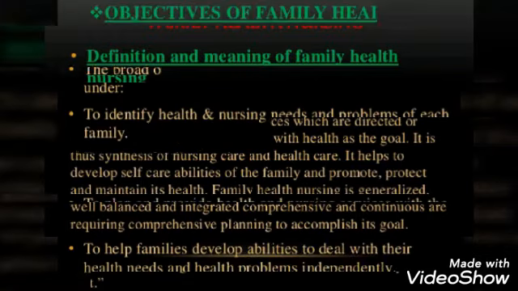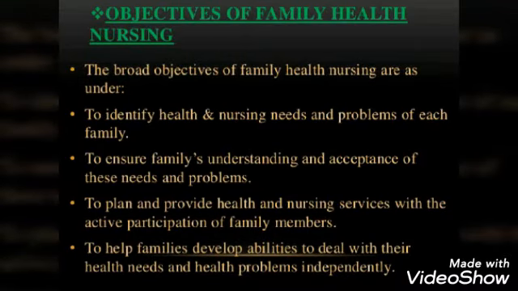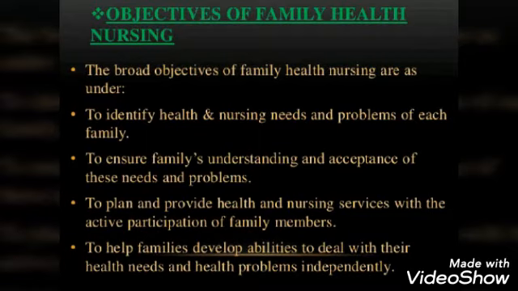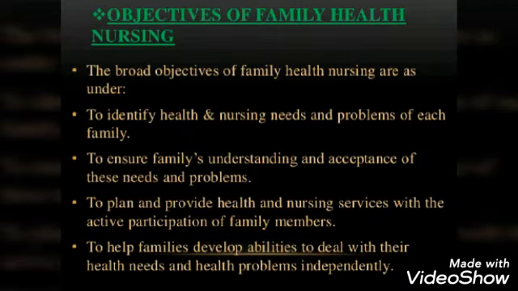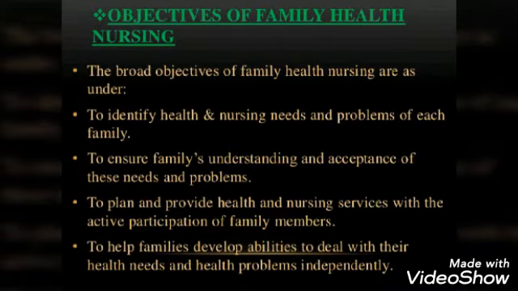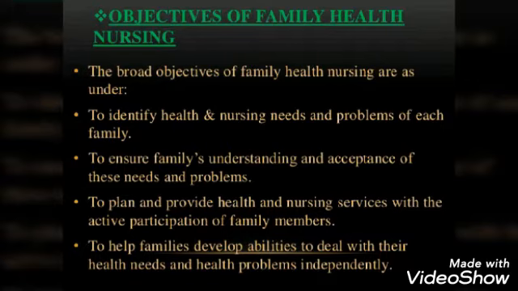Then we'll see the objectives. The broad objectives of family health nursing are as under: to identify health and nursing needs and problems of each family. So the first and foremost objective is to know the problems of the family members who are living there. Then to ensure families' understanding and acceptance of those needs and problems. So then you have to analyze whether those disease conditions are accepted by the family members or not. You can see there are some places where, when people are sick, the family members do not treat them properly. So it is very necessary for each of the family members to attend to those who are sick equally and give proper care.